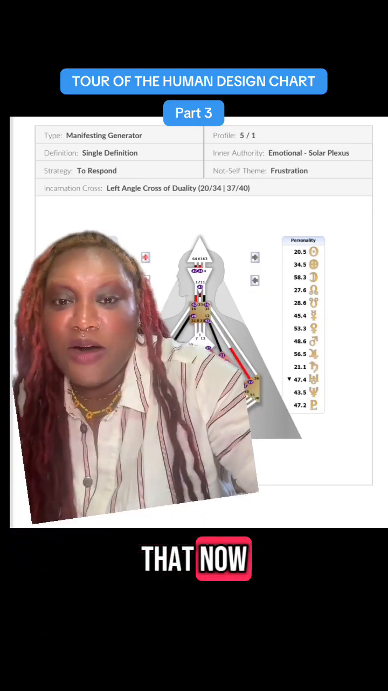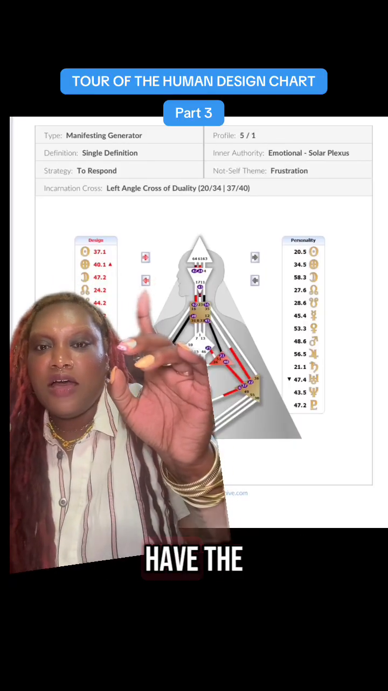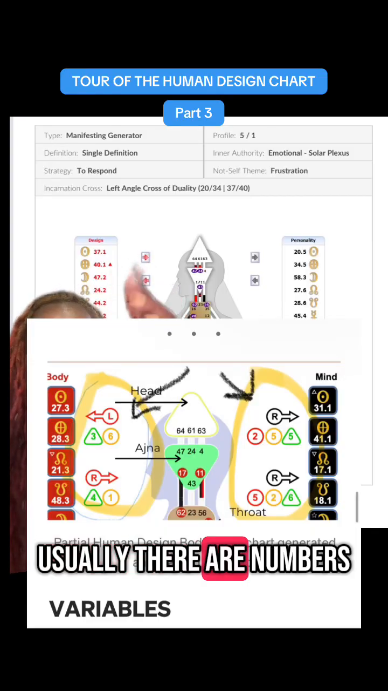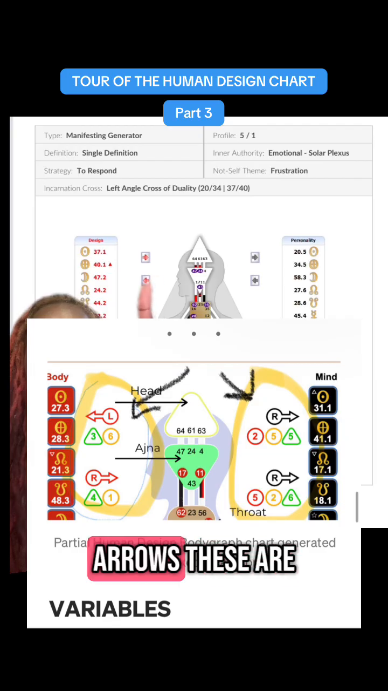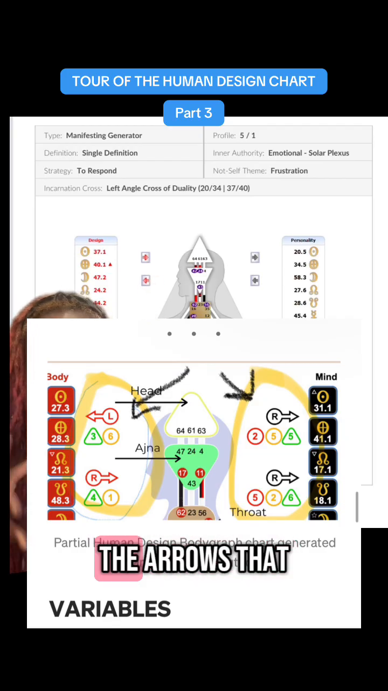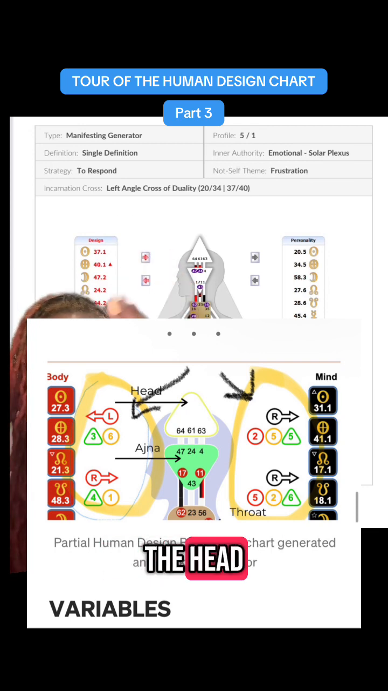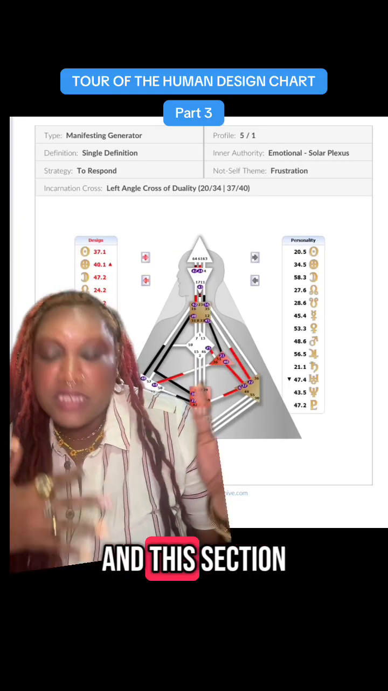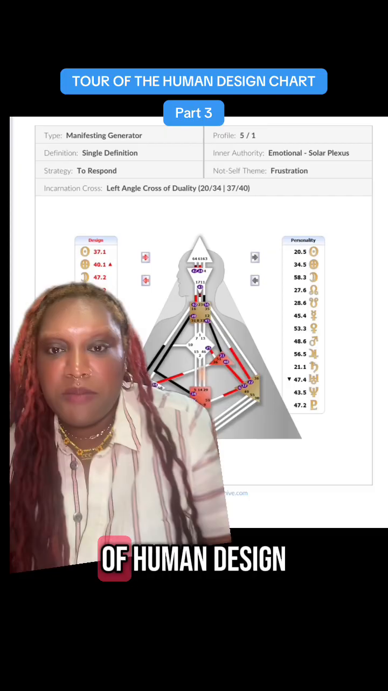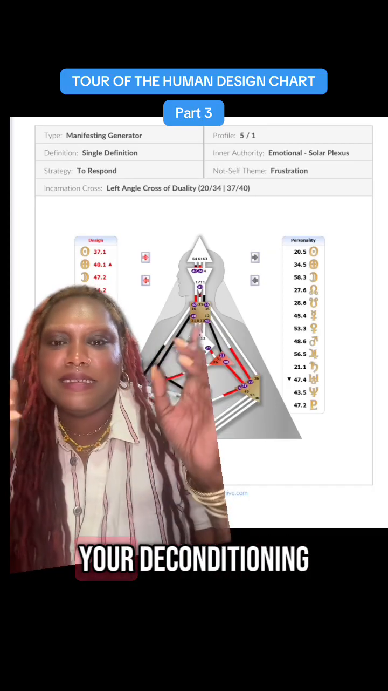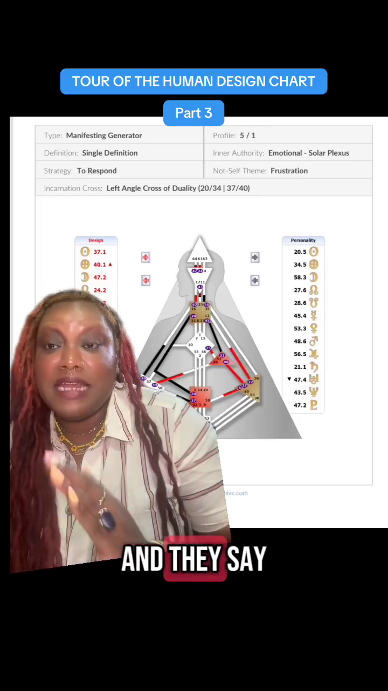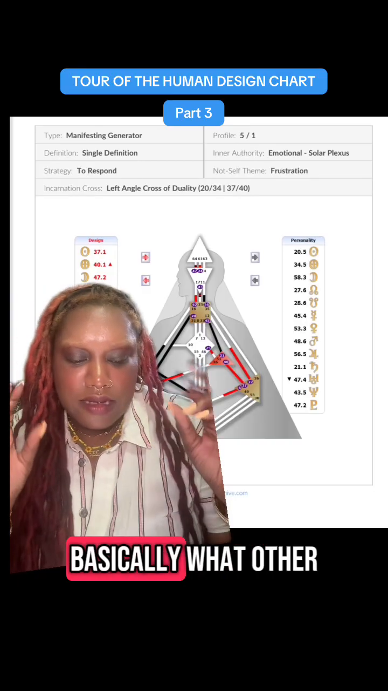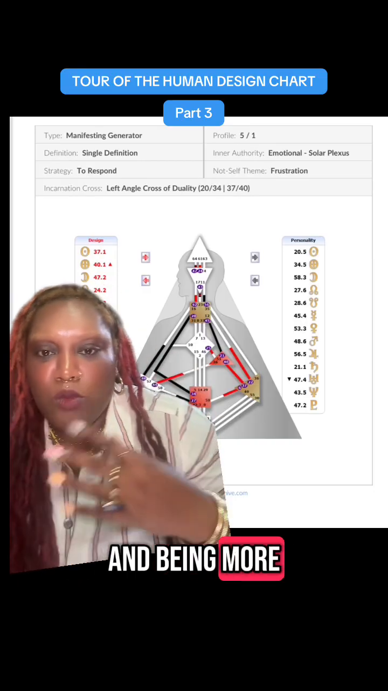On top of that, this chart doesn't have the tone and the color. So usually there are numbers. When you see these arrows, these are called variables, and as you can see, they're near the head, and these are known as the PHS, the primary health system. This section is considered the advanced system of human design. This is where you go for your deconditioning, as they call it, and they say it's the foundation of deconditioning. That's basically becoming more of your true self rather than what other people want you to be.